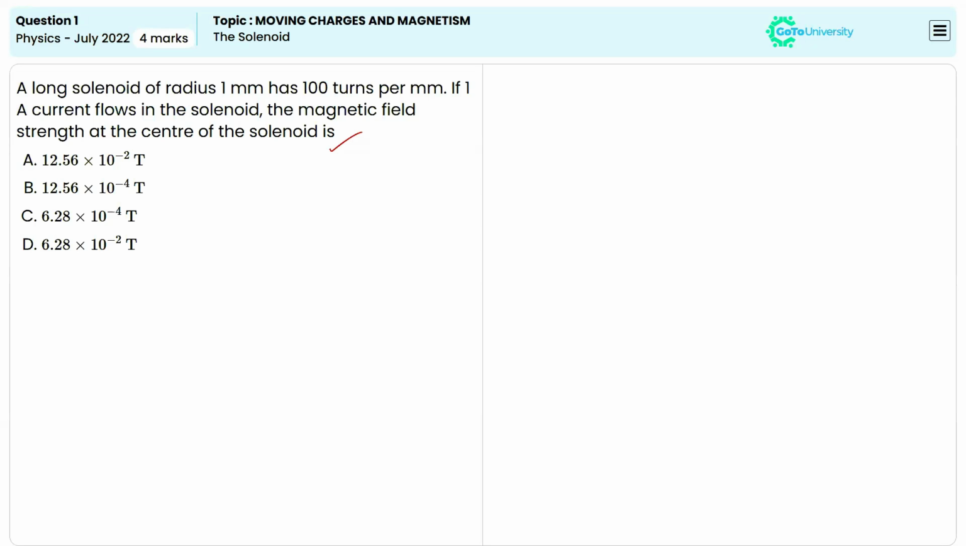Yes, most of them are telling the correct answer. Yes, the formula we have to use here is B equals mu naught n I. Right, very good. Keep it up. Solve it. I need a final answer, or else you can tell me which option is correct.